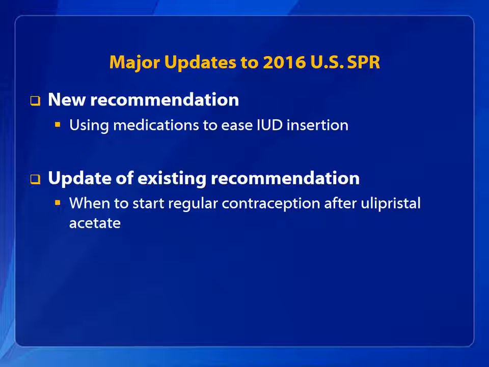There are 2 new major recommendations in the U.S. SPR in 2016. These include recommendations on the use of medication to ease intrauterine device insertion, and updated guidance on when to start regular contraception after taking ulipristal acetate for emergency contraception. Both of these updates are addressed later in the presentation.